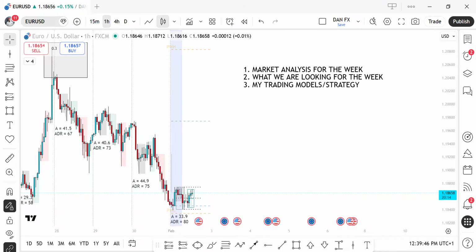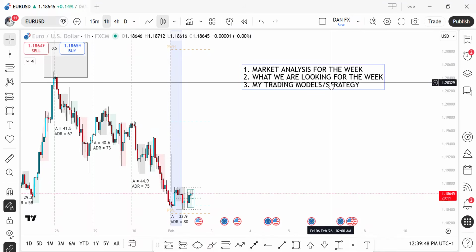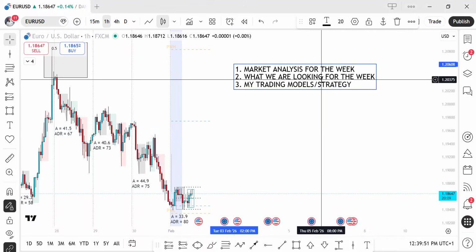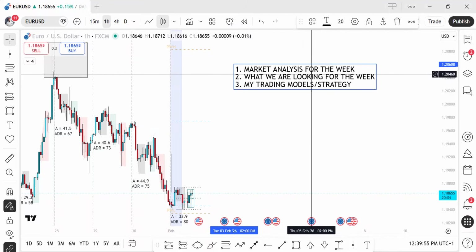Let me show you step by step what we're going to be looking for this week. For the first week of February, I haven't traded since last year. So we're going to be resuming trading this week, February.